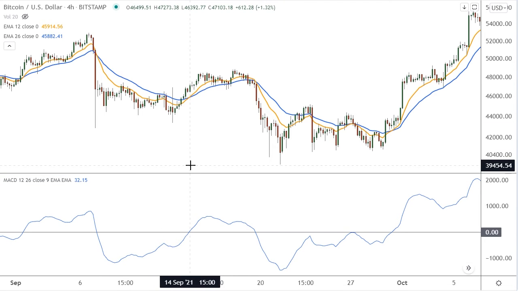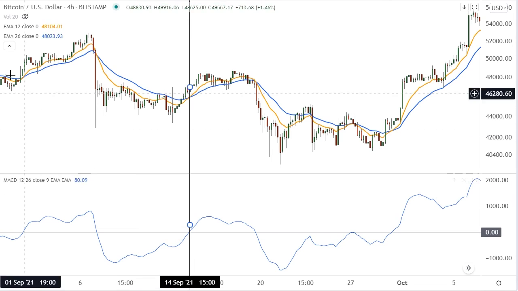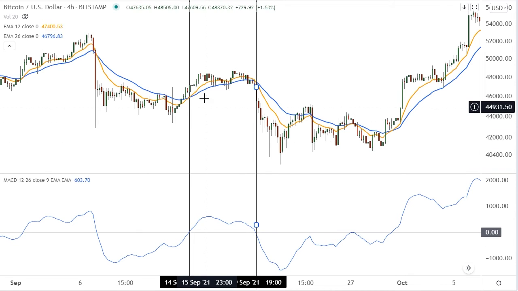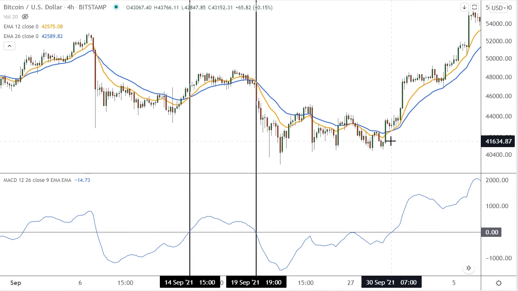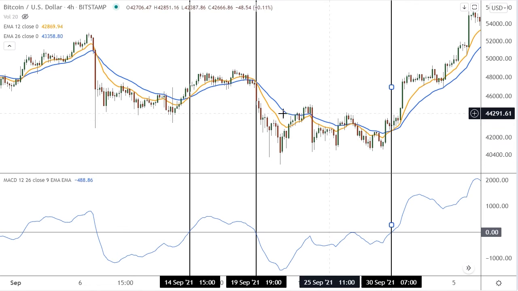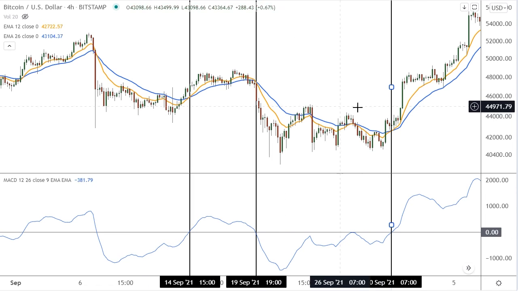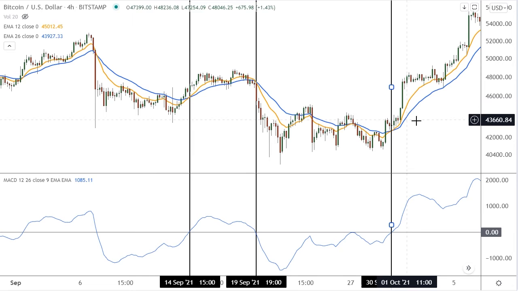So under this situation, this would be a buy signal right here. And then this would be a sell signal. Okay, so there would not have been much profit made on that buy signal, but this would have been a sell signal. And then this would have been another buy signal here. And this is the downside to the MACD. When you get a sideways range like this, the signals are not going to tend to be very strong.